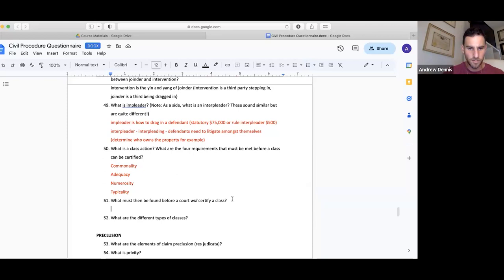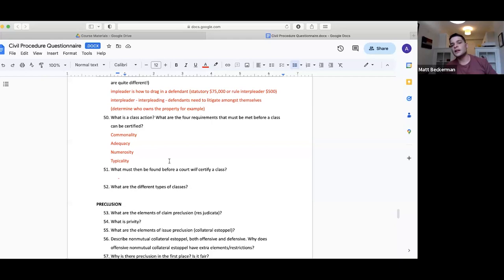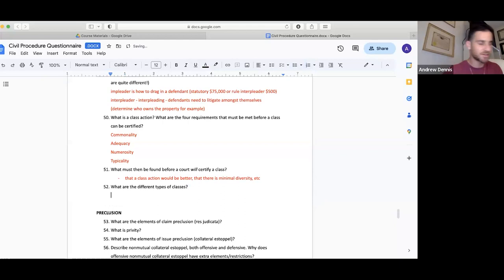All right, what must then be found before a court will certify a class? Matt, what's the answer to this one? What must be found before they'll certify a class? That damages would be adequate, or that a class action would be better than just a normal suit, that there's minimal diversity, assuming it's in federal court. All right. And what are different types of classes? Well, there's gym class, math class, I don't know. What are different types of classes?